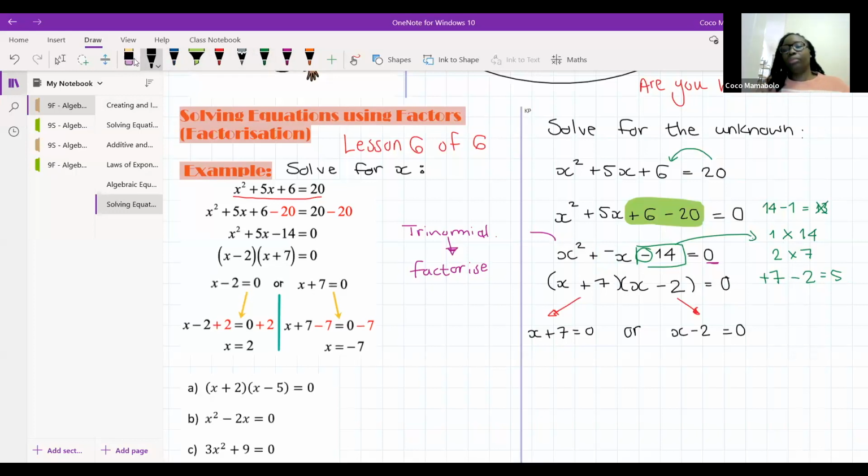So now I need to solve for x plus 7 is equal to 0 and x minus 2 is equal to 0. Now I can take the plus 7 over to the other side, and I can take negative 2 over to the other side. I'm going to get x is equal to, my positive 7 will go over and become negative 7, or x is equal to negative 2 will go over and become positive 2.